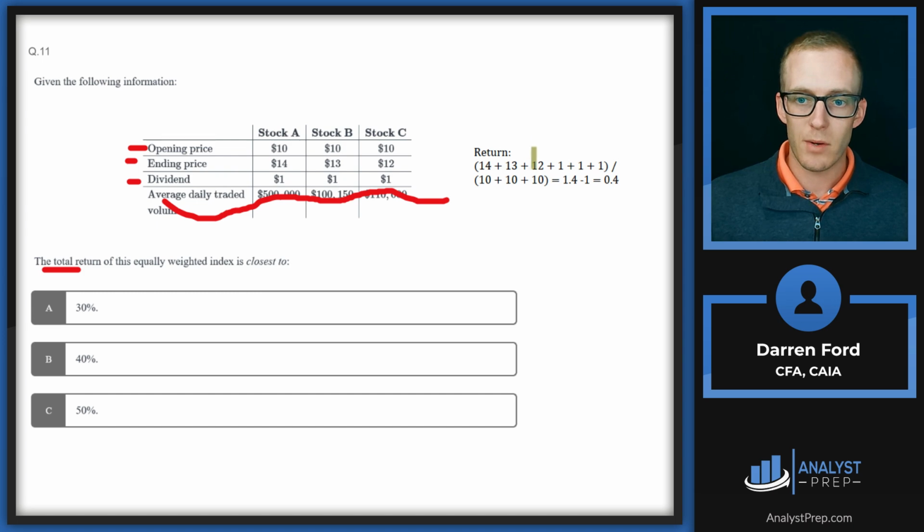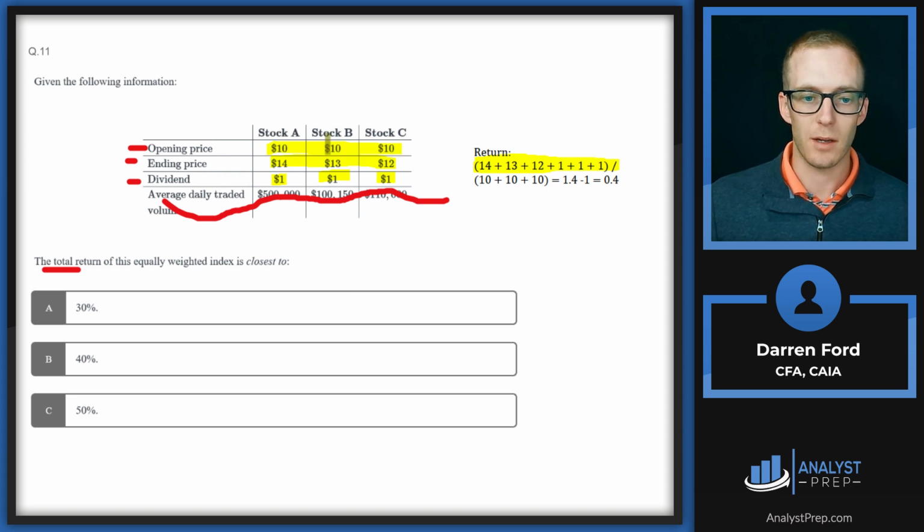So I didn't write it out exactly in this, but this up here is going to be our ending value. So it's going to be all of our ending values, and then we're adding in the dividends. So 14 plus 13 plus 12, and then we're adding in those $1 dividends to include for total return. If we were doing price return, we would only have these three ending prices added in that numerator. And then our denominator will just be the price of all these added up.